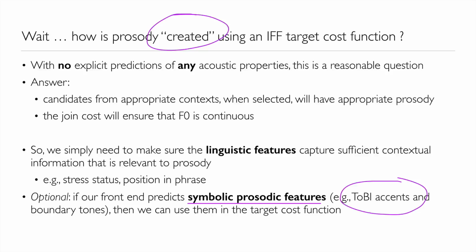And therefore all we really need to do to get prosody is to make sure that the linguistic features from our front end capture sufficient contextual information relevant to prosody. And an awful lot of that rests simply on position within prosodic constituents, where the syllable is within the word, within the phrase. And that will get us prosody. Optionally, and I say optionally because predicting prosody even symbolically is very error-prone, optionally we could attempt to predict prosody and then use that as part of the cost function as just another linguistic feature, and it would have to have its own weight.